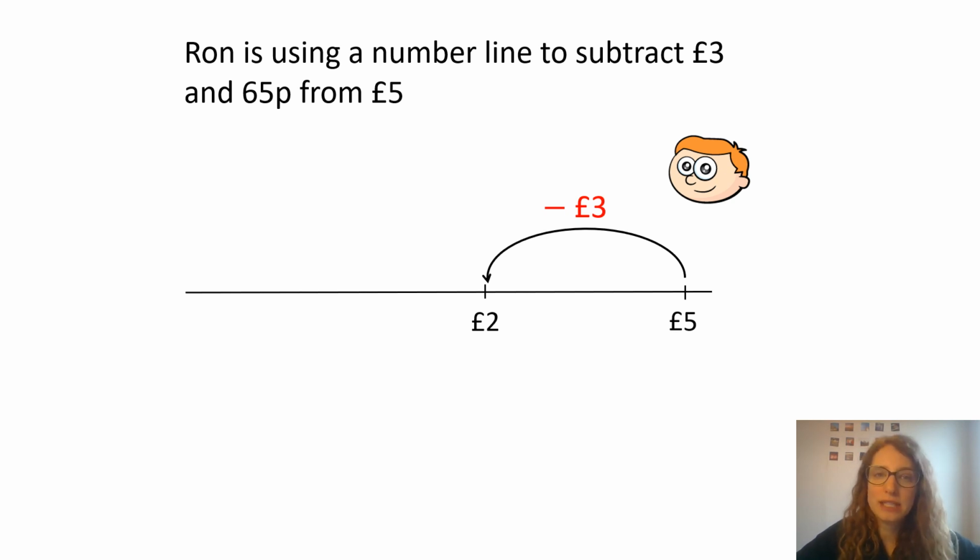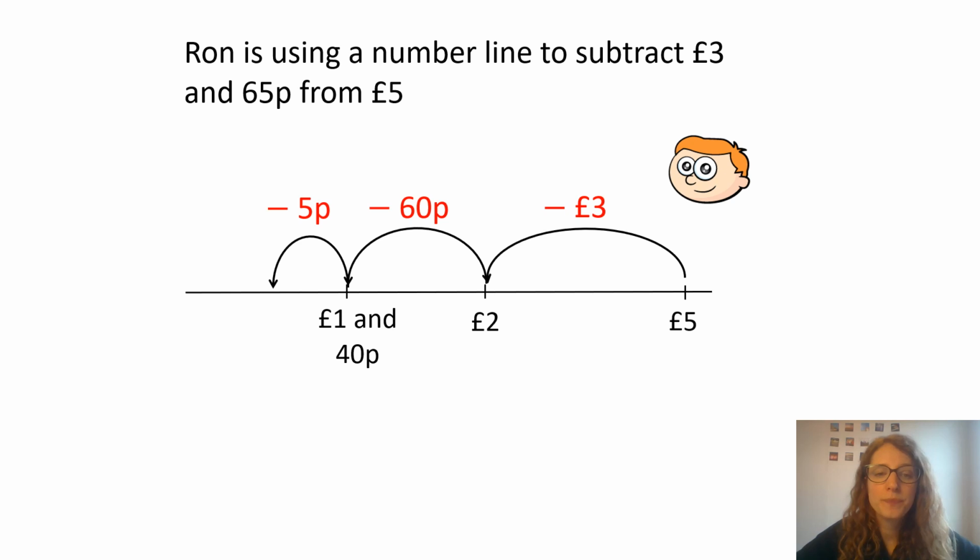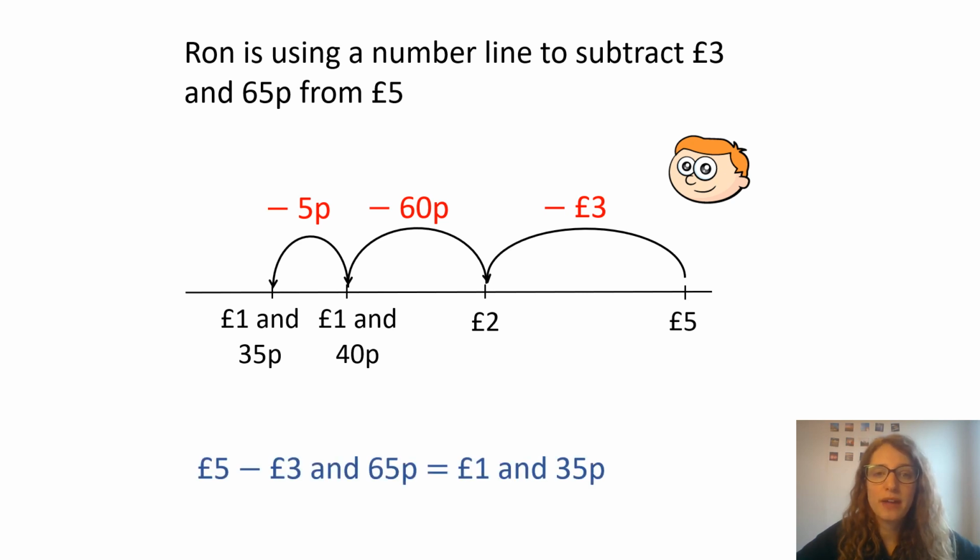Okay, I now need to take away my pence. Okay, so you could do this in jumps of 10 if that's easier. You could do it as one jump of 65. It's what works for you. Okay, so I'm going to take away 60 to start with. Okay, sticking to my multiples of 10 because that's a bit easier. Okay, so that I'm now at £1.40. What else have I got to take away? I've taken away £3, I've taken away 60p. I need to take away another 5p, so a third jump. So £1.40, take away 5p, £1.35. Okay, so that is my answer. £5 take away £3.65 equals £1.35.